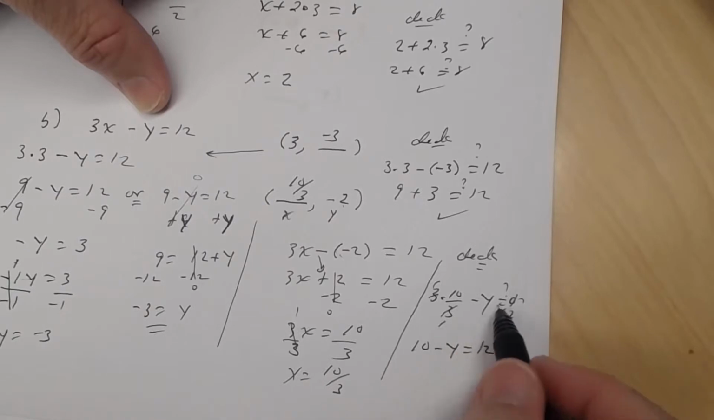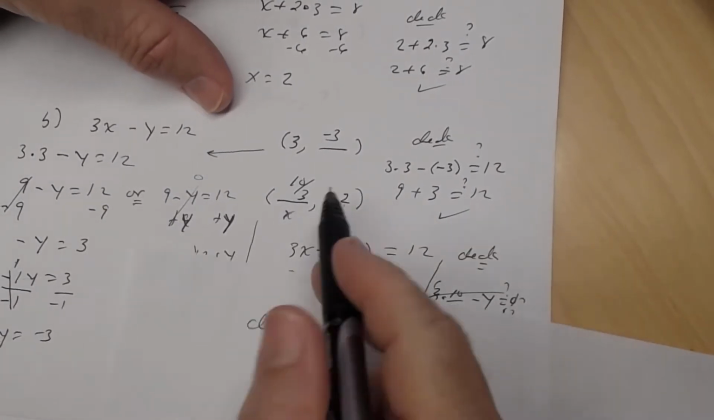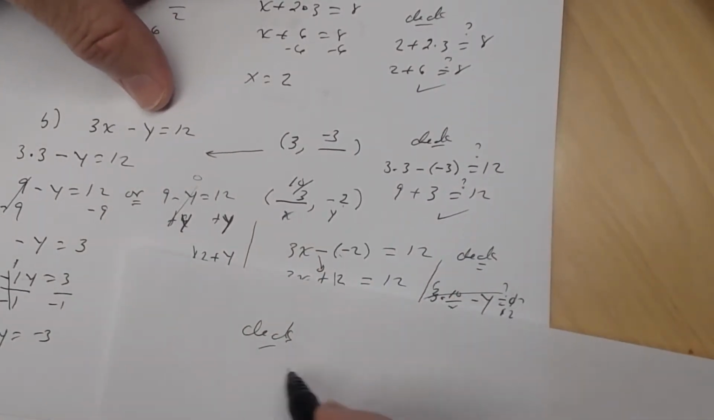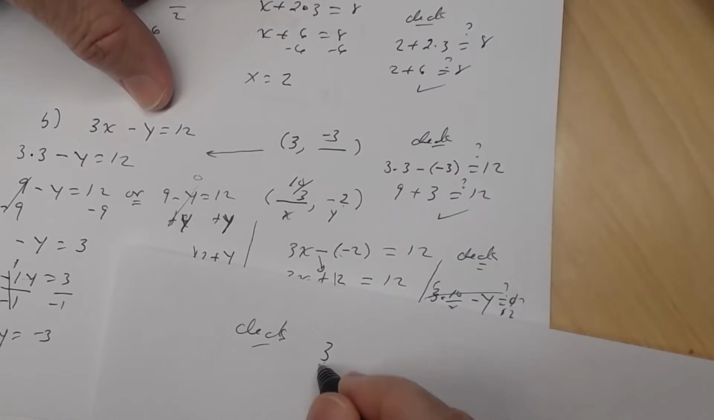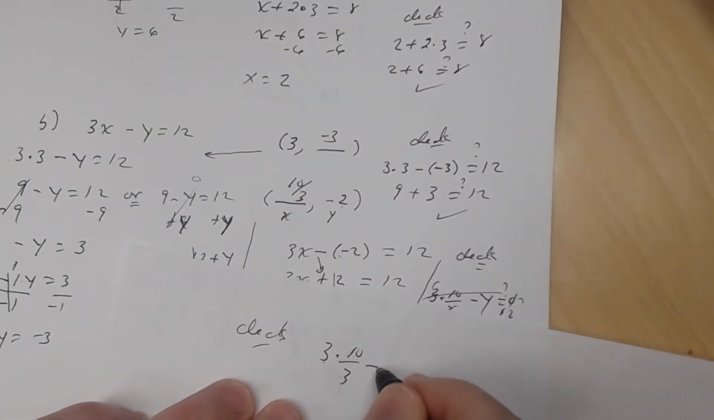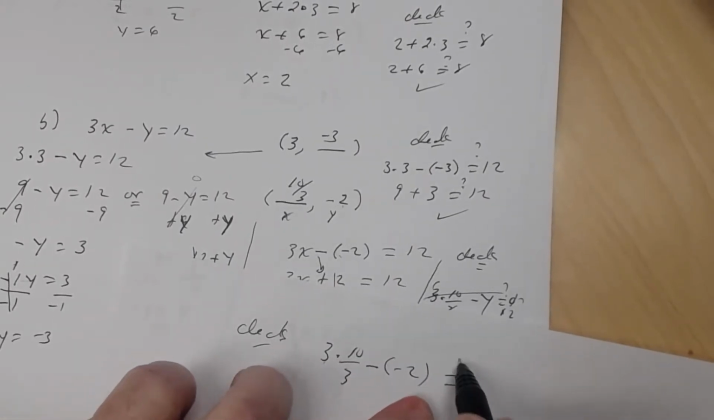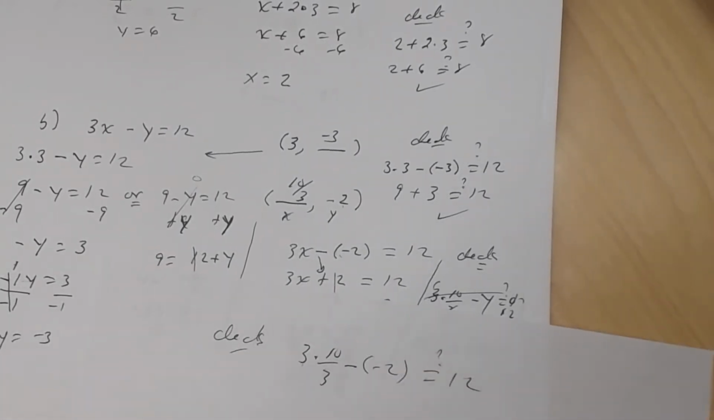Excuse me, I'm sorry. I'll go back and redo this. All right, so let's check. All right, so we're going to check this. So I've got to put the variable y. So I get 3 times x, x is 10/3, minus y, y is -2, and you want to see that's equal to 12. Okay, so here we go.